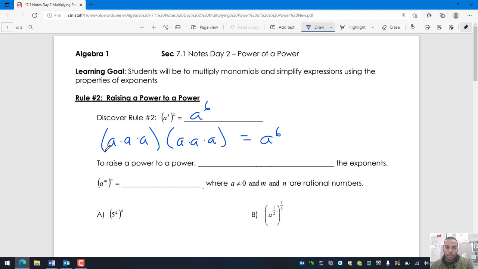Okay, so what's the rule? If we have a power raised to a power, 3 raised to the second power, all we're going to do is multiply the exponents. So what that means is if you have a to the m power raised to the nth power, in order to simplify this, it's the exact same thing as a to the m times n.